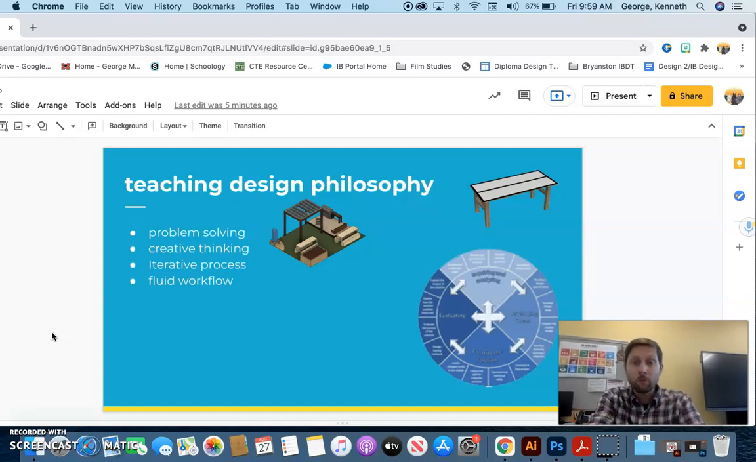We do this using what we call the iterative process in a fluid workflow, with the idea that not everything is linear. We're going back and forth, like trial and error, working together. We might have to go back to the beginning at some points to re-identify the problem if the solution isn't doing what we want. So design is not just a straight start to finish, but a back and forth process, and we focus a lot on that.